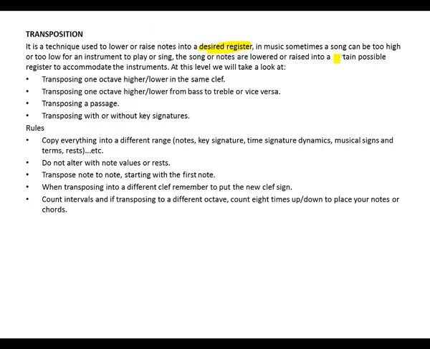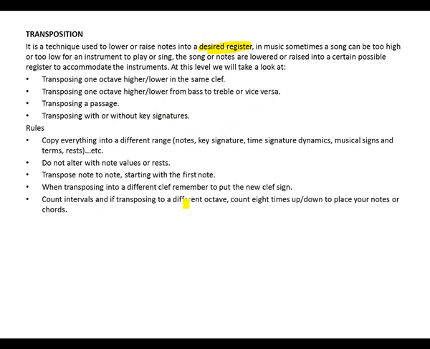In music, sometimes a song can be too high or too low for an instrument to play or sing. The song or notes are lowered or raised into a certain playable register to accommodate the instrument. At this level, we will look at transposing to one octave higher or lower in the same clef. Also looking at transposing one octave higher or lower from bass to treble clef or vice versa. Transposing a passage or a song, with or without key signatures.